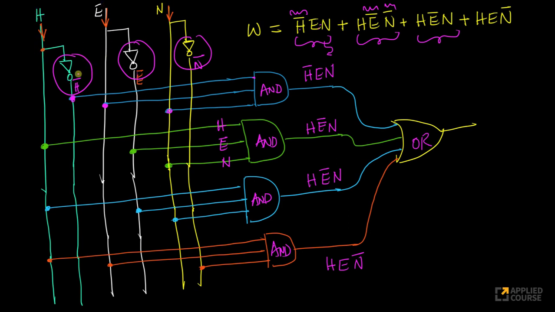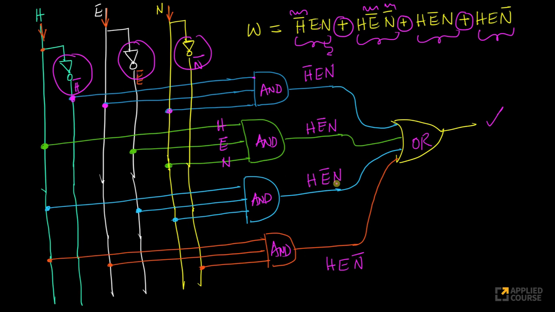Since we need the NOT of it, we are using the NOT gates. We are using the AND gates to compute the minterms themselves. And finally, what do we want? We want to compute the OR of all of them. So now we have an OR gate which takes this and this as input. And what is the resultant that you get here? The resultant that you get here is H bar E N plus H E bar N plus H E bar.